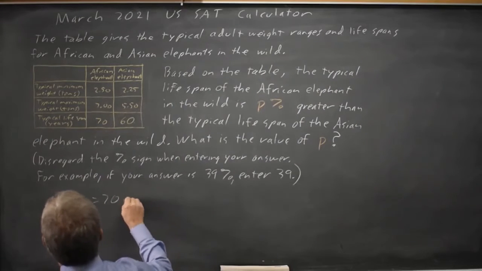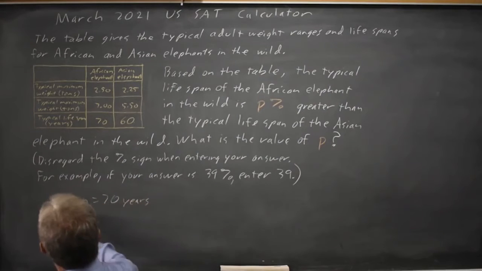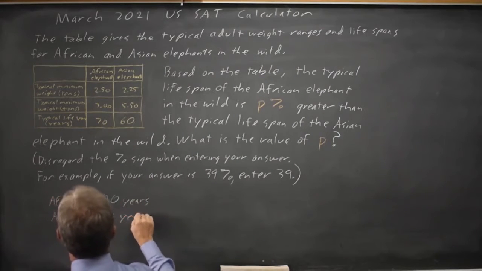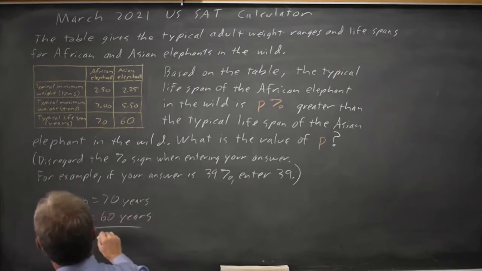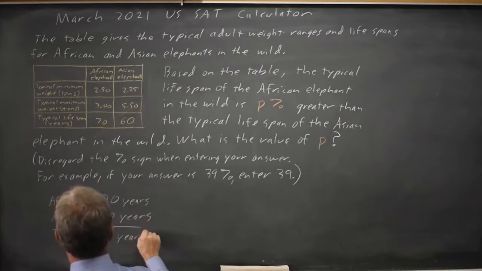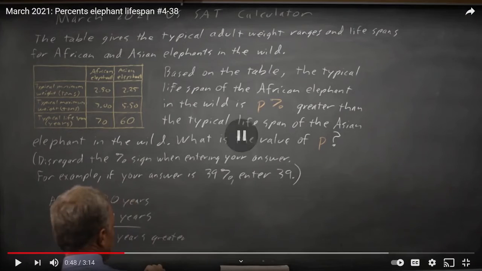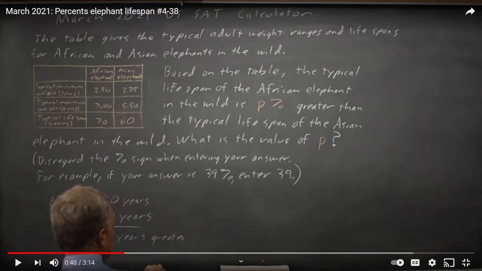The African equals 70 years, and the Asian equals 60 years. So the difference is 10 years greater. Okay guys, you got that? I'm gonna pause the video and see if you guys can figure out this math equation. You ready? Okay, he's gonna explain it. Mark Zuckerberg is gonna explain how they did the math equation.